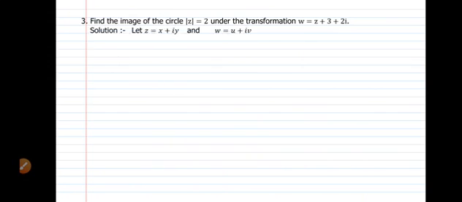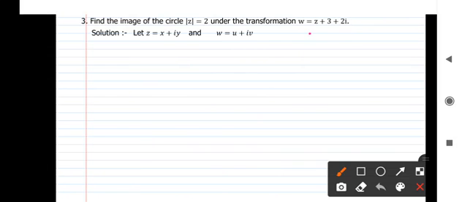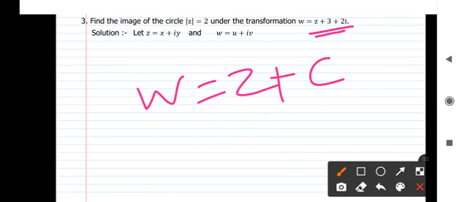Here the circle mod z equal to 2 is the original region in Z plane and the transformation is w equal to Z plus 3 plus 2i. This is a mere case of Z plus C, that is simply translation. So here the translation factor is 3 plus 2i. So whatever is the original figure, its shape and size will remain as it is and it will just get shifted to the new position. So this is the example of standard transformation, that is translation.